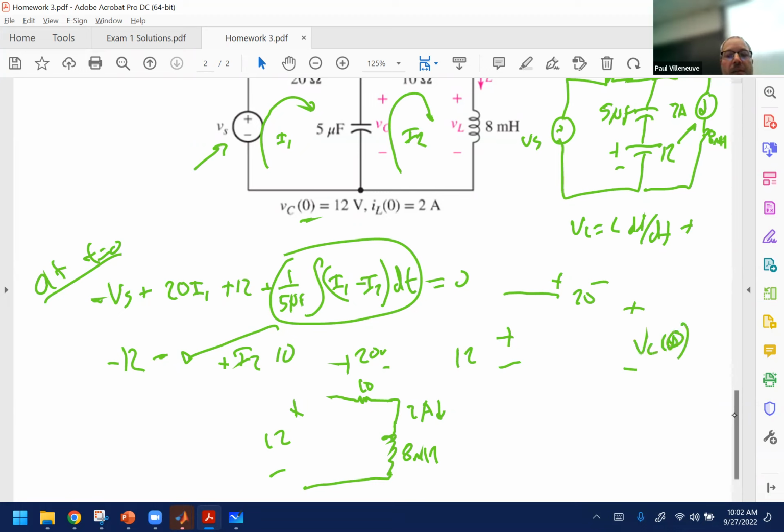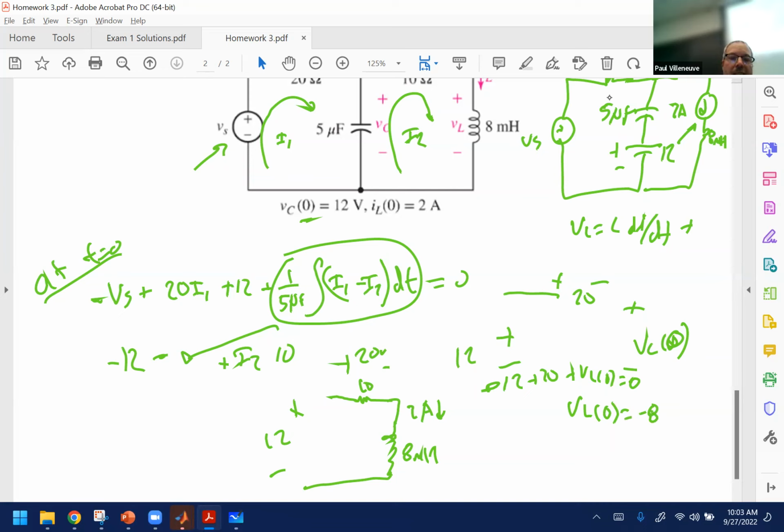So what does this voltage need to be to make KVL work? I go minus to plus 12. But I think we said there's also going to be a voltage drop across the path there on the other side. That's absolutely right. But we're just looking for the initial condition for the voltage here. So we'll do minus 12 plus 20 plus VL of 0 equals 0. So VL of 0 equals minus 8.